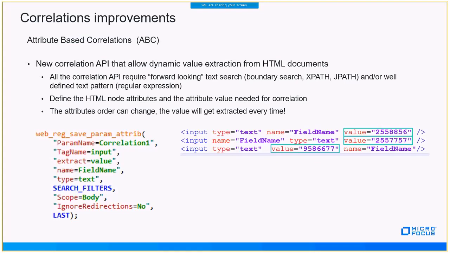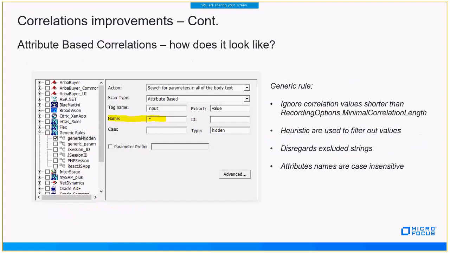You can see in the example in the slide deck what I'm talking about. The attribute value, highlighted here, is in different locations in the output, but the rule will capture it regardless. There is a new web_reg_save_param_attrib API function that you can see an example of here as well. This is how it looks in the rule definition.